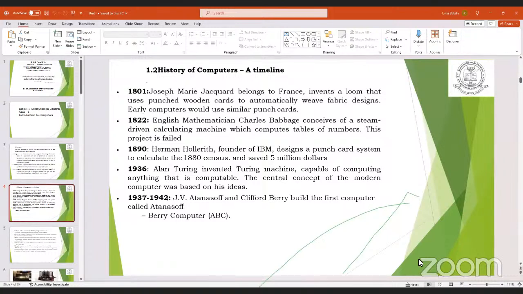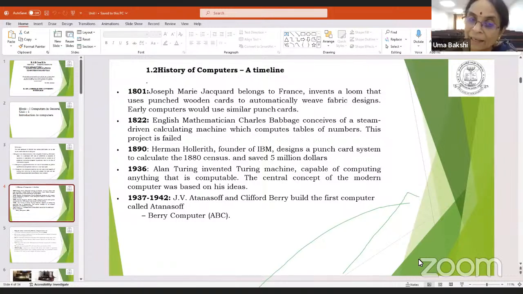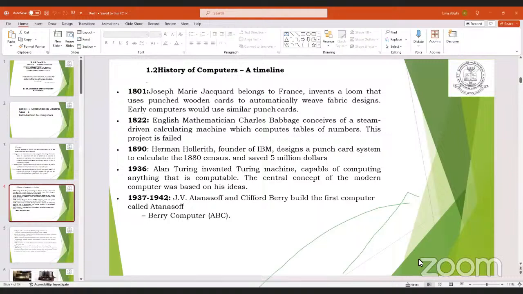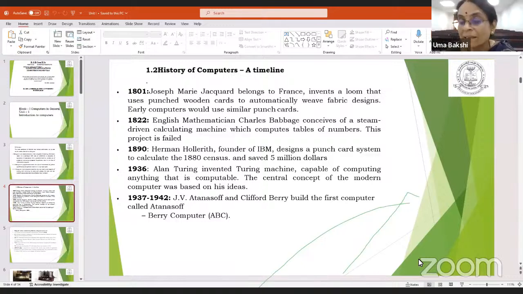What kind of designs should come? That was done automatically. That is where 1801 it started. Then Charles Babbage, we all know he's the father of computers, and he contributed more towards the calculating machines. Then we have Herman Hollerith. He's the founder of IBM, and he designed a punch card system to calculate the 1800 census. He worked on the census concept.